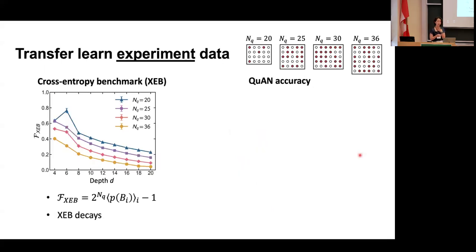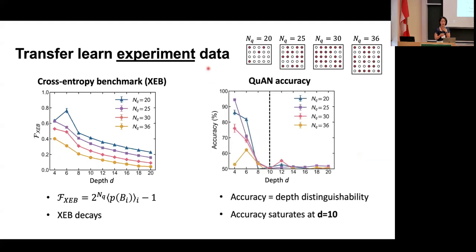Now, when you go to the experimental data, linear XEB was learning most of the noise evolution, but the Quan that was trained on simulation data was able to extract the aspect of this experimental data that resembles the pure state evolution that we are after.